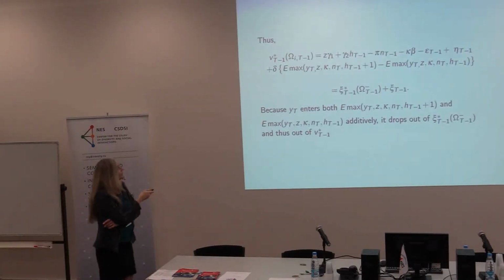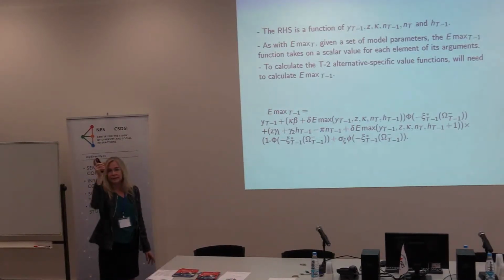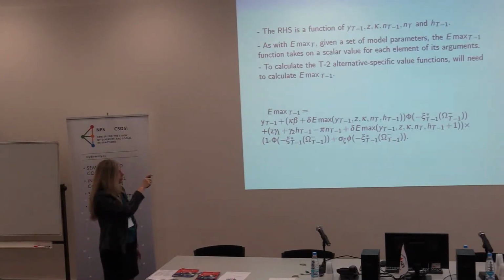Okay. And then this is the index that determines if that's bigger than 0 or less than 0, whether you work or not. I mean, in this model, y also just drops out because of the additivity. And then here's the Emax. So you need all the different Emaxes. So in period t, you have an Emax. Then you go back, you have period t minus 1, you have an Emax.